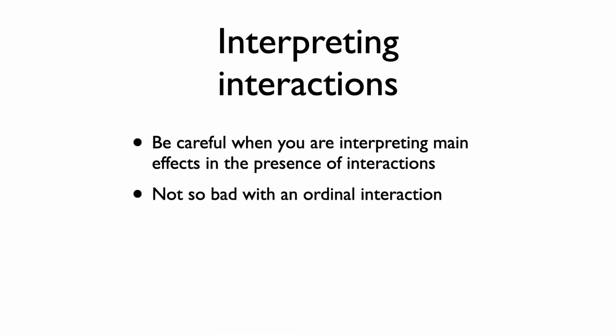So if you're going to interpret main effects, that's just the effect of A or just the effect of B, in the presence of an interaction, it might be kind of hard. In fact, take a look at this. We found effects of A and B, didn't we? Would you be comfortable, looking at this graph, saying that A1 is always bigger than A2? Yeah. A1 is always bigger than A2.